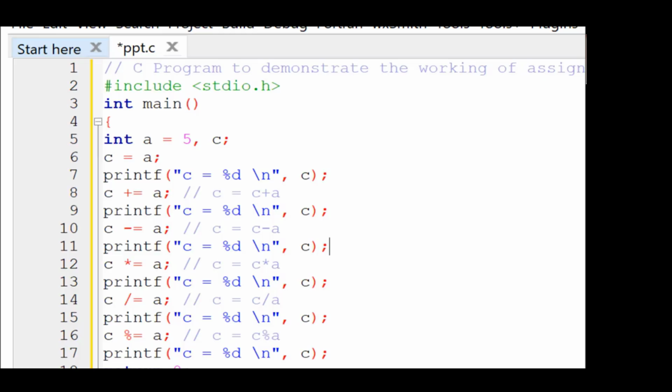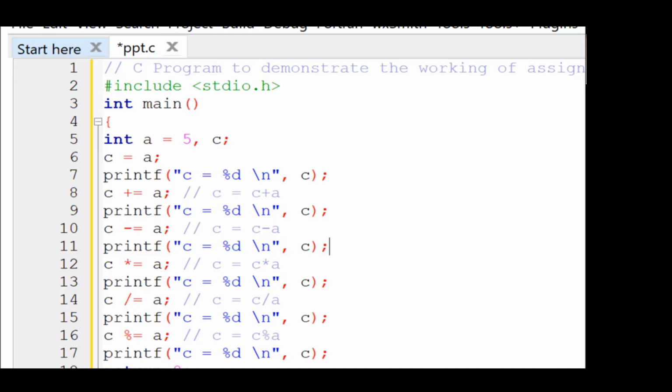Then when you move on to line 14, where we have the forward slash equals a, which means that c equals c divided by a, that would mean 25 divided by 5, and that will give us 5. And 5 now becomes the newly assigned value to c.